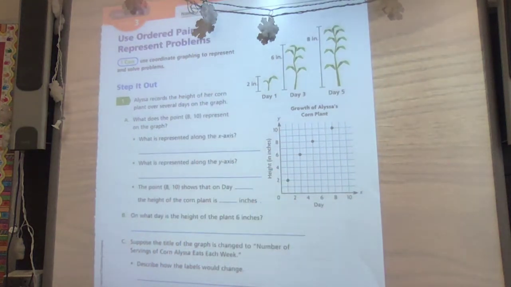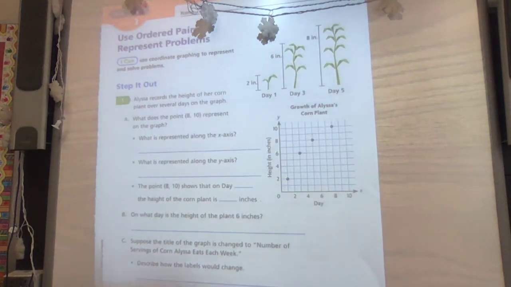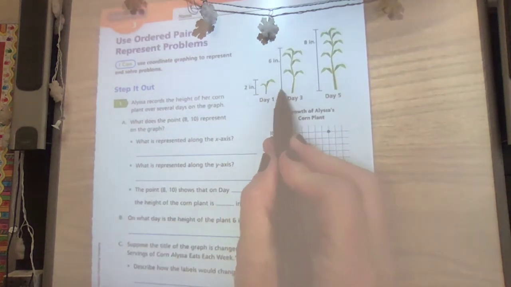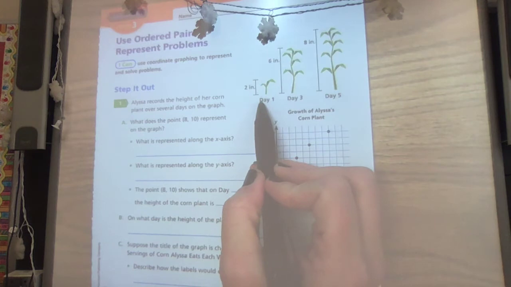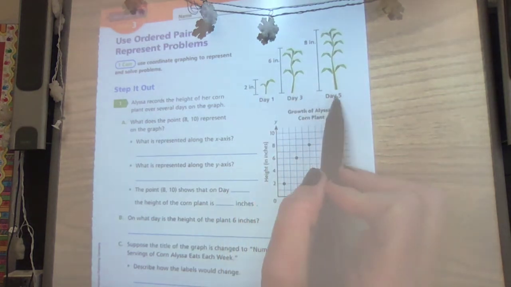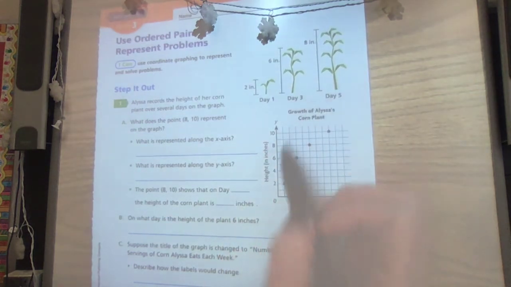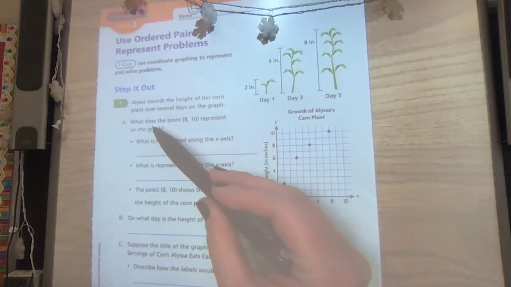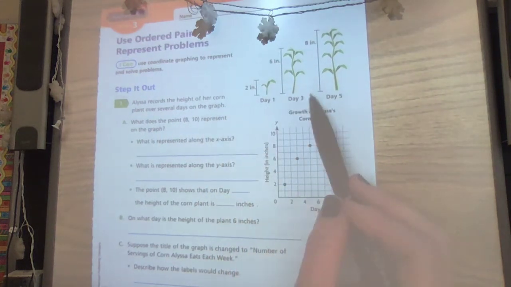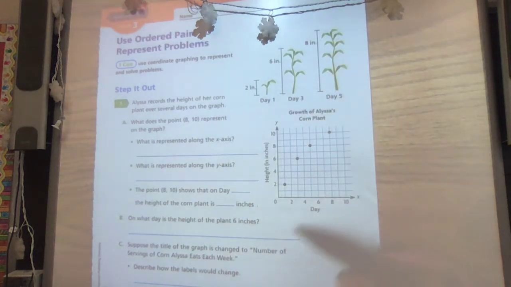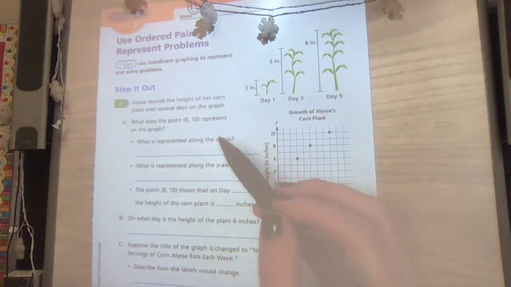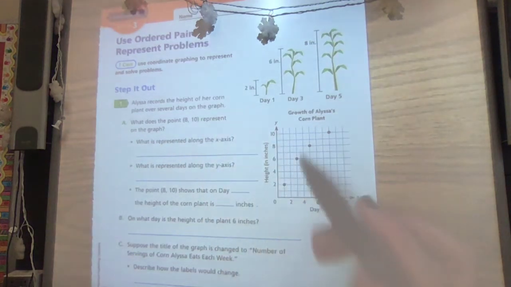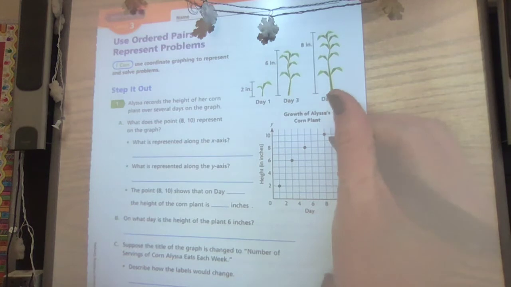start looking at that. All right, number 1 says Alyssa records the height of her corn over several days. So I can see at day 1 it's 2 inches, day 3 it's 6, and day 5 it's 8. Corn really does grow pretty fast. What does the point 8, 10 represent on the graph?